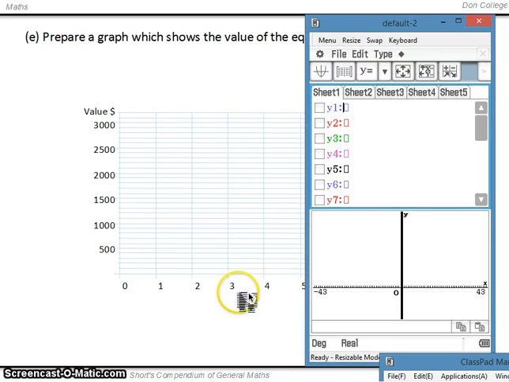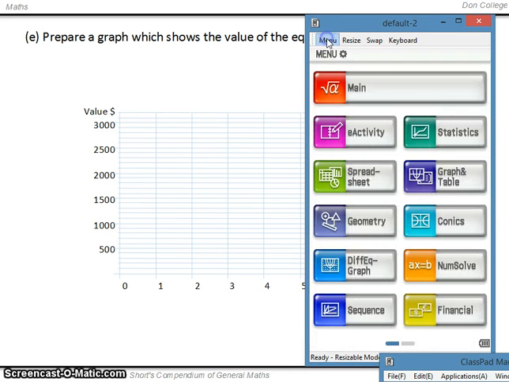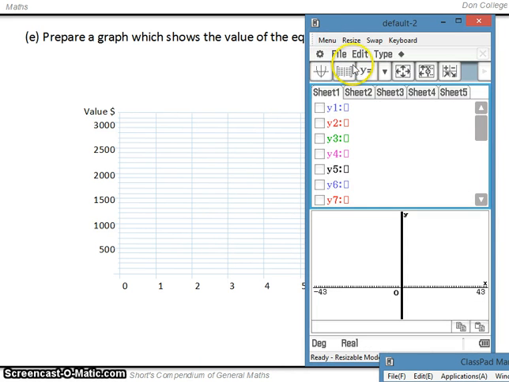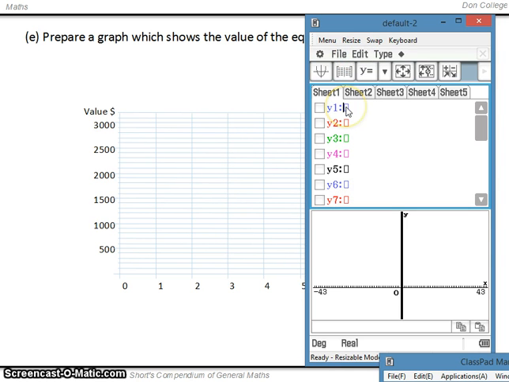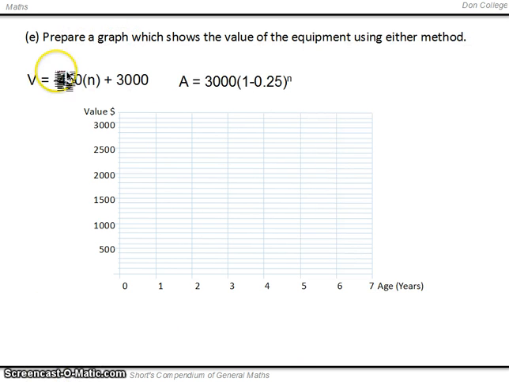So first, get your calculator, go into graph and table, clear anything out that you've already got in there, and we're going to put the two equations in here. So I'll write them up here first for us. Okay, they were v equals minus 450n plus 3,000. That was the straight line, so it starts at $3,000, goes down by 450 a year. And then there was the reducing balance version, where it starts at 3,000 and goes down by 25% every year.